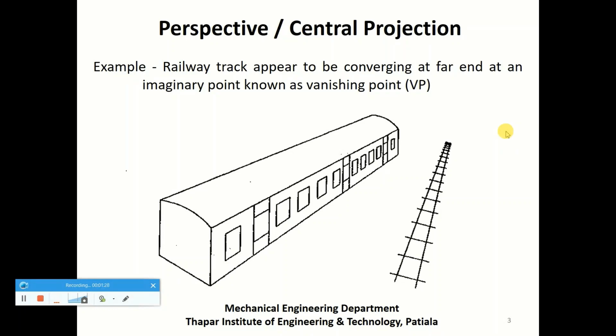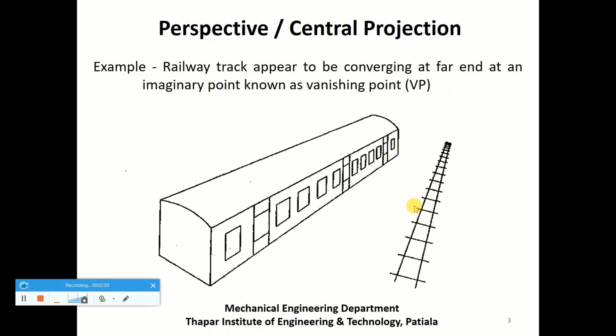Now this slide shows a typical example of perspective projections. This slide shows a picture of a railway bogie. In this case we can see that the part of the bogie which is closer to the observer appears bigger. You can look at the windows or even the height of the bogie. The windows which are closer to the observer appear to be bigger in size as compared to the windows or the height which is away from the user, like at this end.